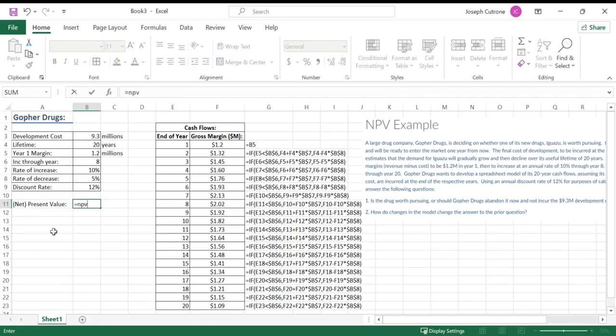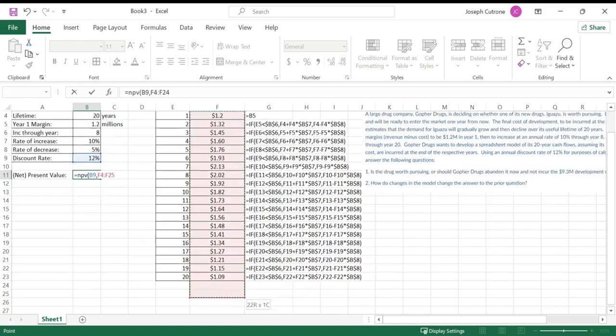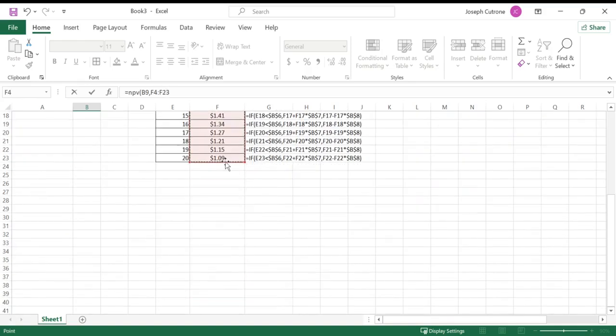So let's start typing equals NPV and open the parentheses and realize what it's asking and in what order. First, it needs the discount rate. What rate am I going to discount the dollars back at? That was given to be 12%, so we just click it there. Then it's asking, what are your cash flows? And you can highlight the entire table, highlight all 20 values, and hit enter.